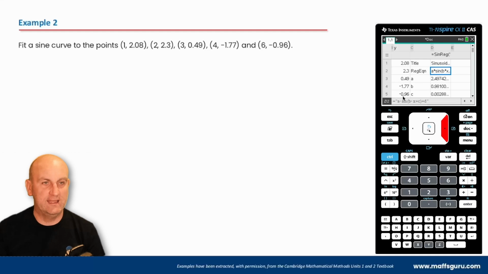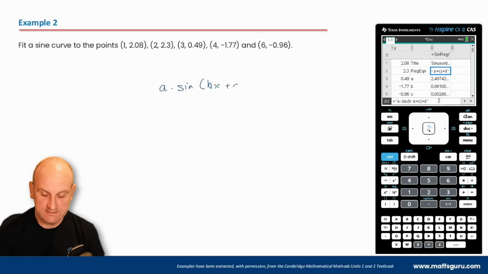And again, if you can't read that, you can look down the bottom where it says A, and I'm going to write it on the screen. So what have we got? A times the sine of bx plus c, plus d. Now, what on earth are these A, B, C, and D?